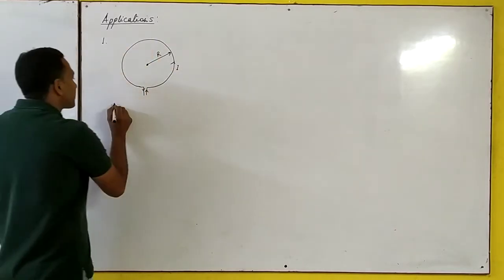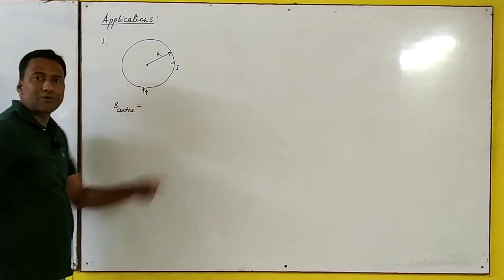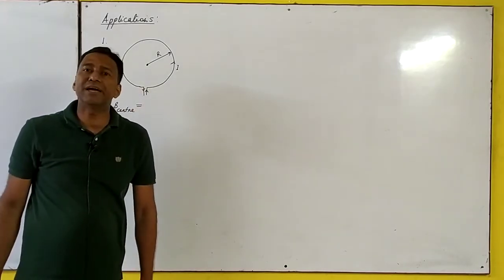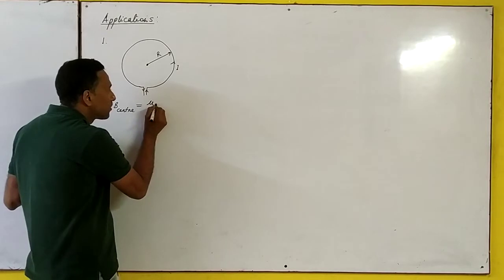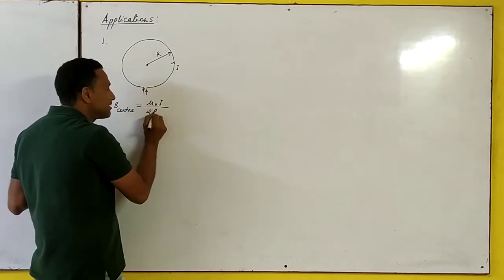So if I ask you what is the magnetic field at the center, this is already done. So what was the expression? Mu naught I divided by twice R. So you will be writing mu naught I, the current, divided by twice R, the radius.